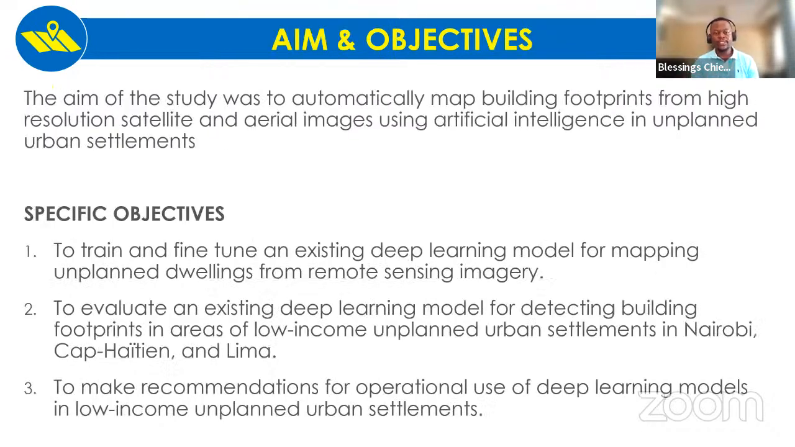So the aim of this study was to automatically map building footprints from high-resolution satellite and aerial images using artificial intelligence in unplanned urban settlements. Specifically, I wanted to train and fine-tune an existing model that could extract buildings from remote sensing imagery, then evaluate that model in terms of performance, and then at last make recommendations based on the findings.